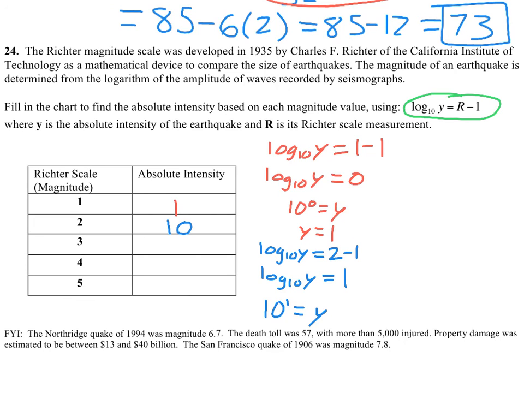Alright, so maybe you noticed that when we plugged in 1, we got 10 to the 0. When we plugged in 2, we got 10 to the first. So when we plug in 3, we're probably going to get 10 squared, and the reason is because we're subtracting 1 from every r value. So 10 squared is 100. 4 minus 1 is 3. The next one's going to be 10 to the third, which is 1,000. And the last one's going to be 10,000.